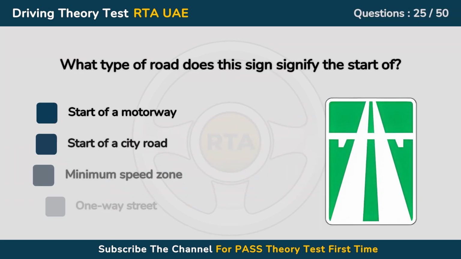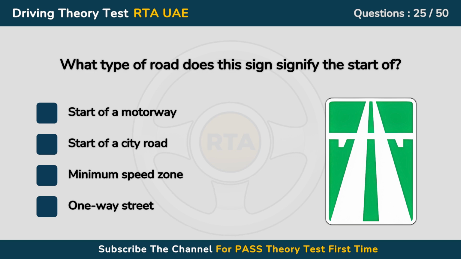Question 25. What type of road does this sign signify the start of? A. Start of a motorway. B. Start of a city road. C. Minimum speed zone. D. One-way street.